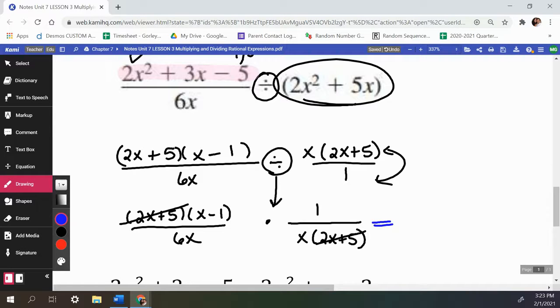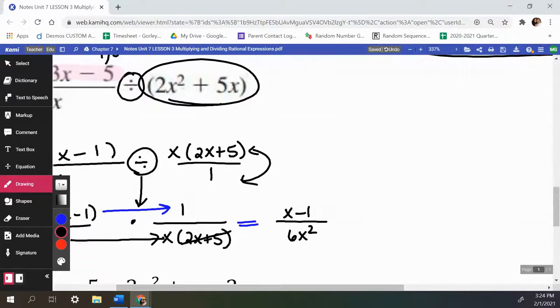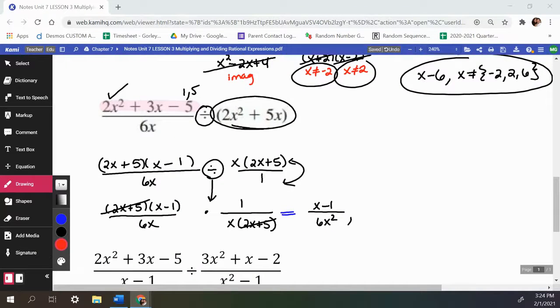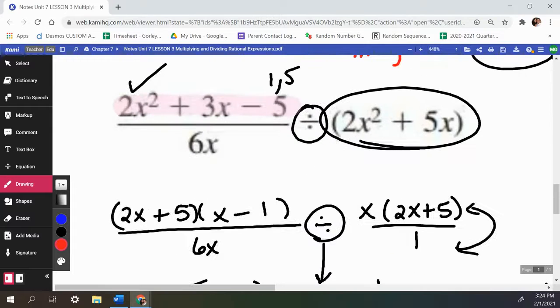Now let's multiply straight across. If I go straight across the top, x minus 1 times 1 is just going to give us x minus 1. And if I multiply straight across on the bottom, 6x times x is going to give us 6x squared. And here we go. We just got to write the domain restrictions if there are any. Remember, we just need to look at what makes the denominator equal 0. We do not want to divide by 0.